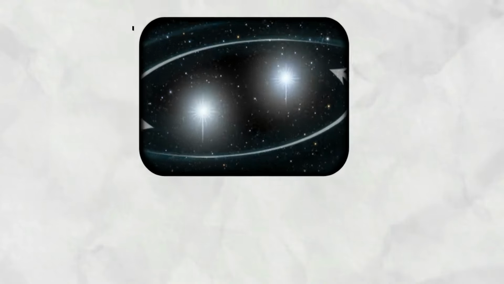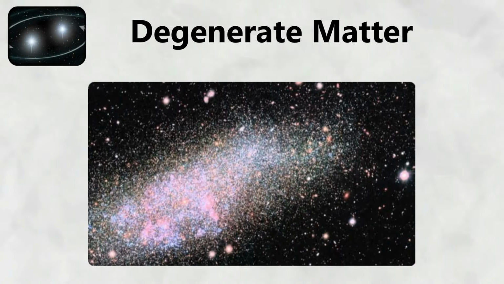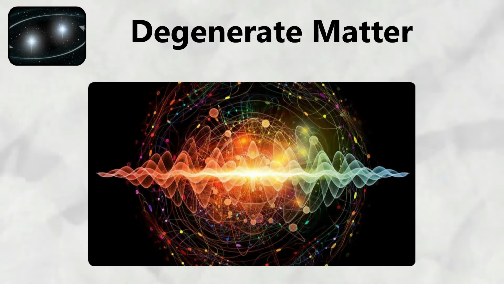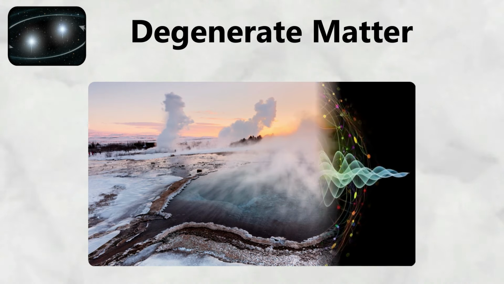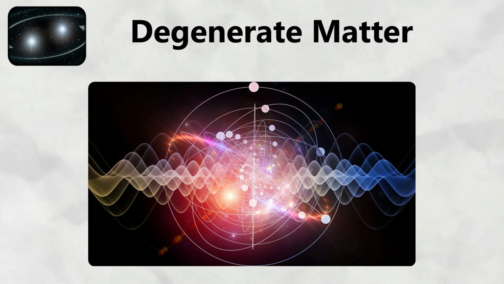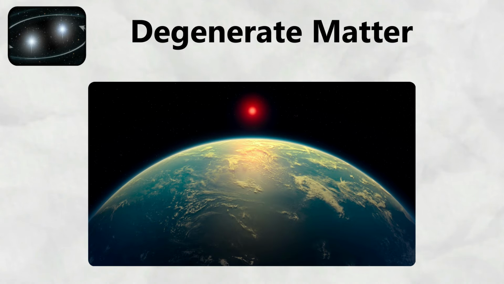Degenerate matter. Degenerate matter forms when ordinary matter becomes compressed to such extreme densities that quantum mechanical effects dominate over thermal motion. In this state, particles are packed so tightly together that they cannot be compressed further without violating fundamental quantum principles, creating matter with properties unlike anything found on Earth.